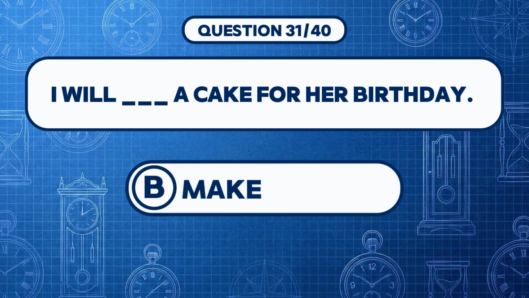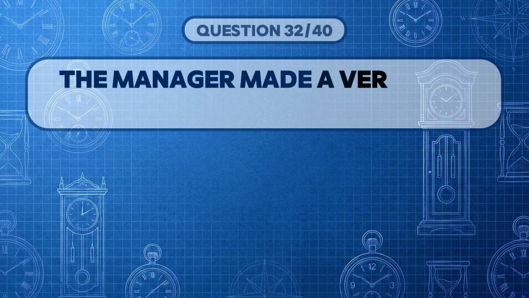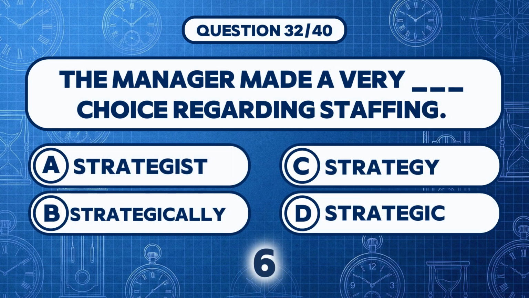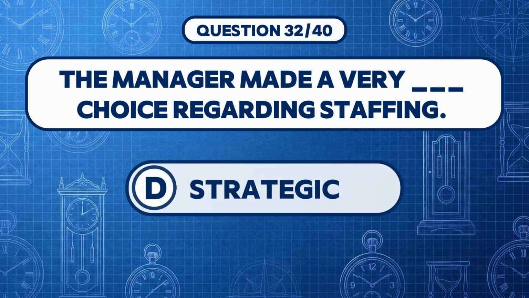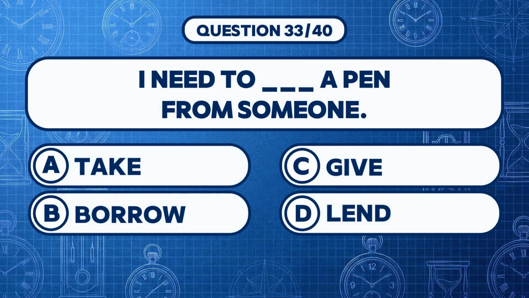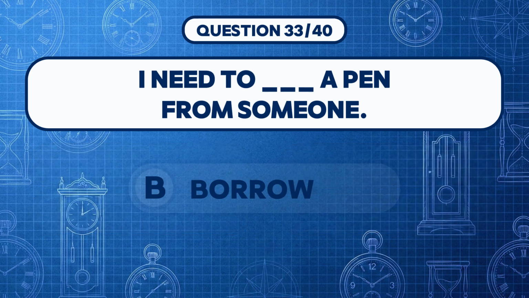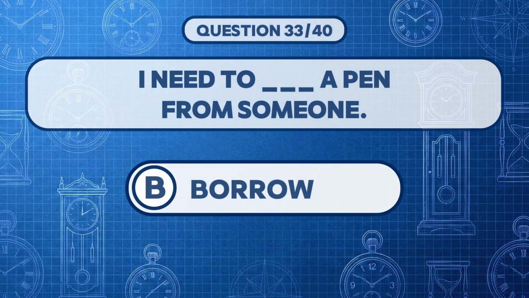Answer B, I will make a cake for her birthday. Can you guess the missing word? Answer D, the manager made a very strategic choice regarding staffing. What word best completes the sentence? Answer B, I need to borrow a pen from someone.